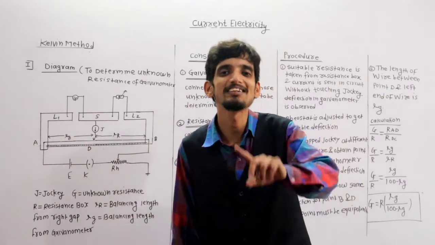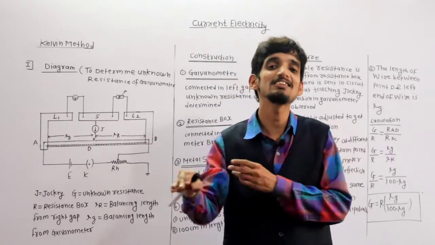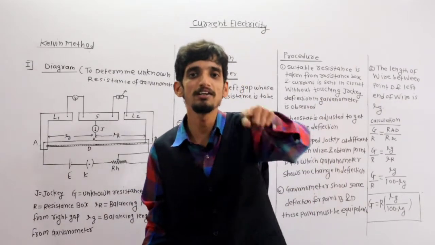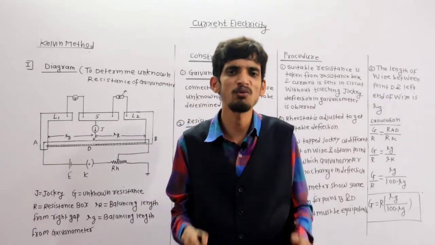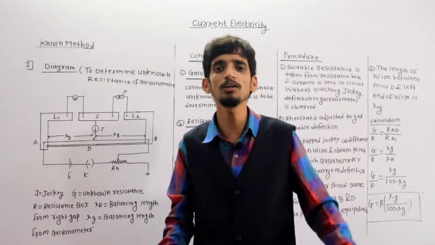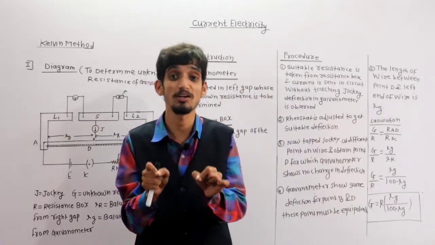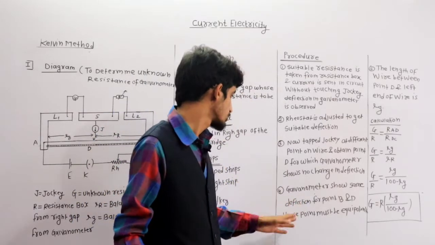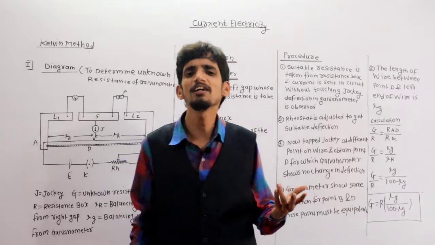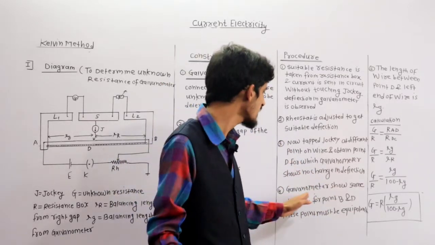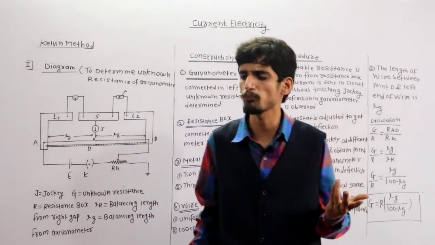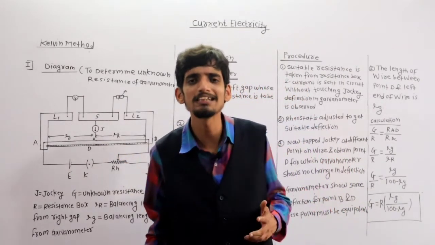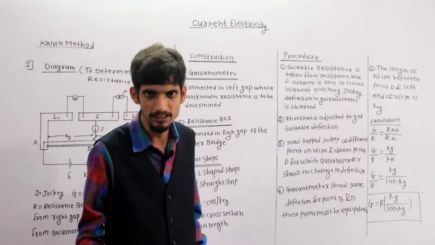It is not actually a balancing length, it is Lg. Lg is the length measured from the left end of the wire up to the point D, for which the galvanometer shows the same deflection as the previous one. That's why this method is called the equal deflection method. Note down the reading, which is the length of the wire between A and D. The galvanometer shows the same deflection for point B and point D.